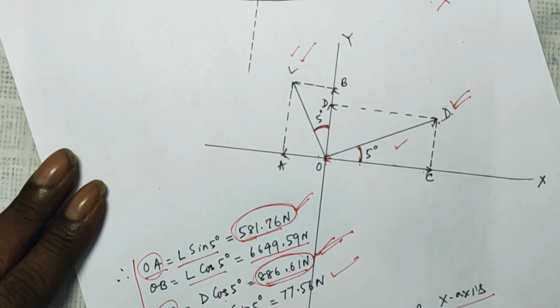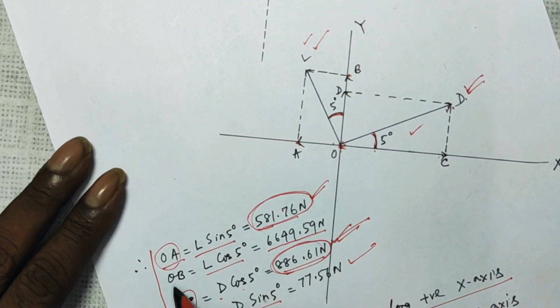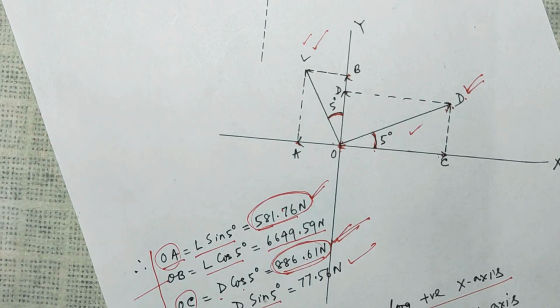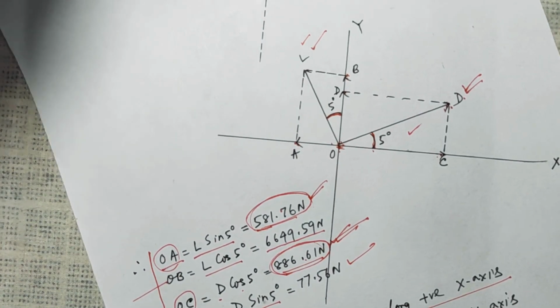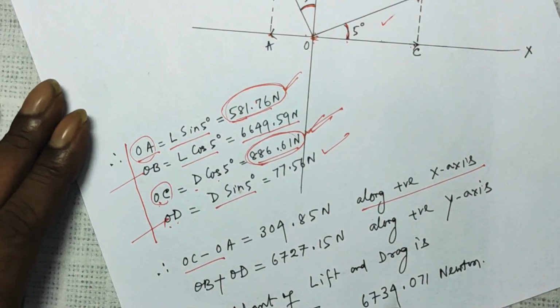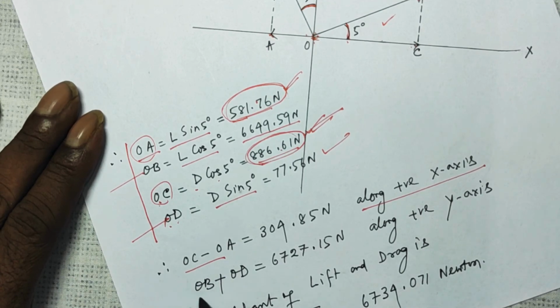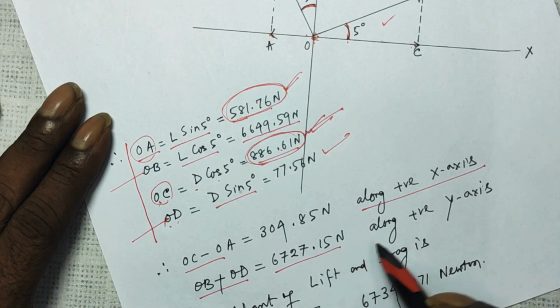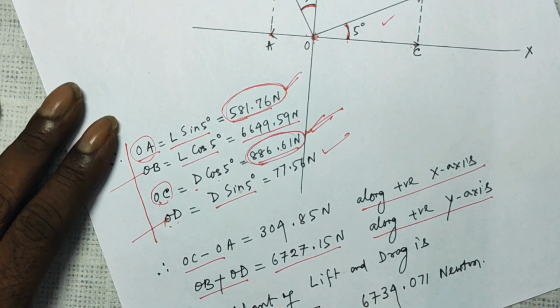So now, in the case of OB and OD, both are in the same direction. And we know when two forces are in the same direction, they are just added. So the resultant of OB and OD, OB plus OD, just by adding, you get 6727.55 Newton along the positive y-axis.